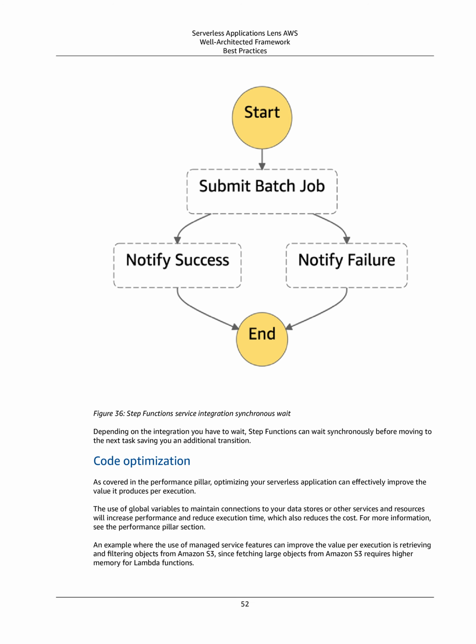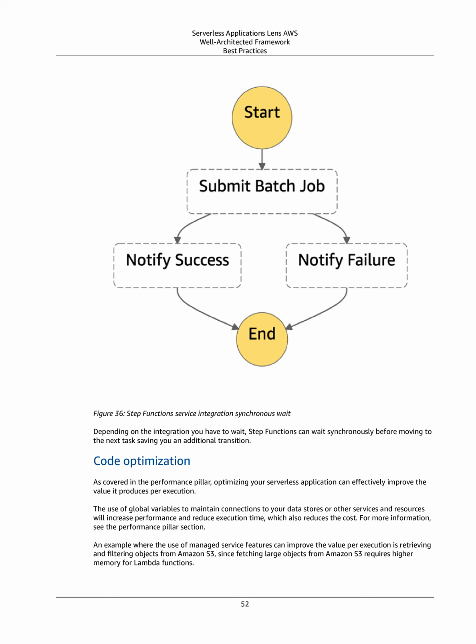Optimizing your serverless application can effectively improve the value it produces per execution. The use of global variables to maintain connections to your data stores or other services and resources will increase performance and reduce execution time, which also reduces the cost. For more information, see the Performance Pillar section.